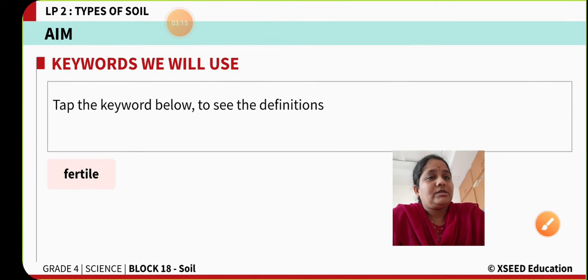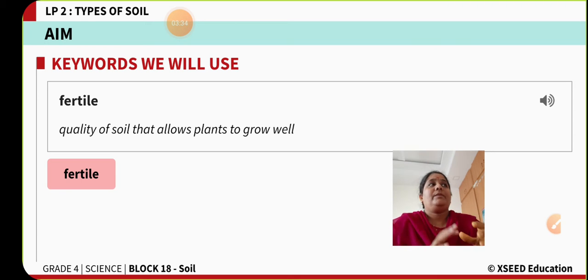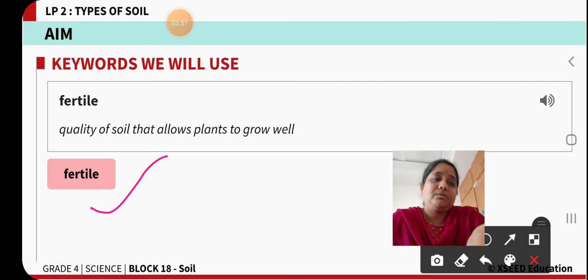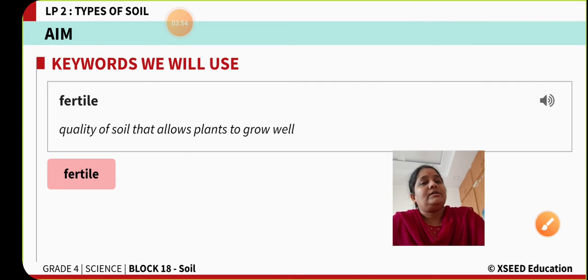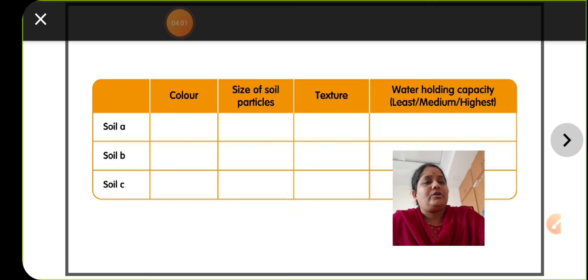In our today's class, we will come across a keyword that is called fertile. What is the keyword? Fertile. Fertile is a word related to soil quality with reference to plant growth. If a soil is good and plants are growing well, then we say such a soil is a fertile soil. If the soil is unfit for plant growth, then we say it is an infertile soil. So fertile is a word related to the quality of the soil with reference to plant growth.